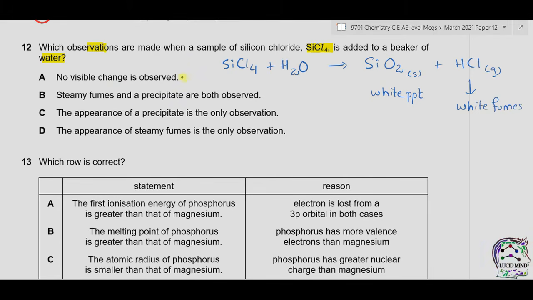A. No visible change is observed. This is incorrect. B. Steamy fumes and a precipitate are both observed. This is a true statement. C. The appearance of a precipitate is the only observation. Now it is incorrect because HCl is also formed. D. The appearance of steamy fumes is the only observation. Again, this is incorrect. Answer is therefore B.